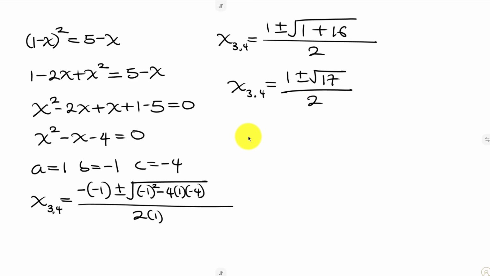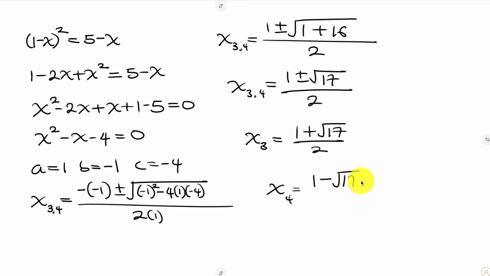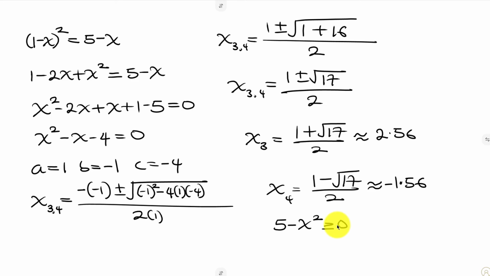So the two values of x we have are 1 plus the square root of 17 all over 2, and the fourth one is 1 minus the square root of 17 all over 2. Now this is approximately 2.56, while this is approximately negative 1.56. Now remember our given condition that 5 minus x squared must be positive.